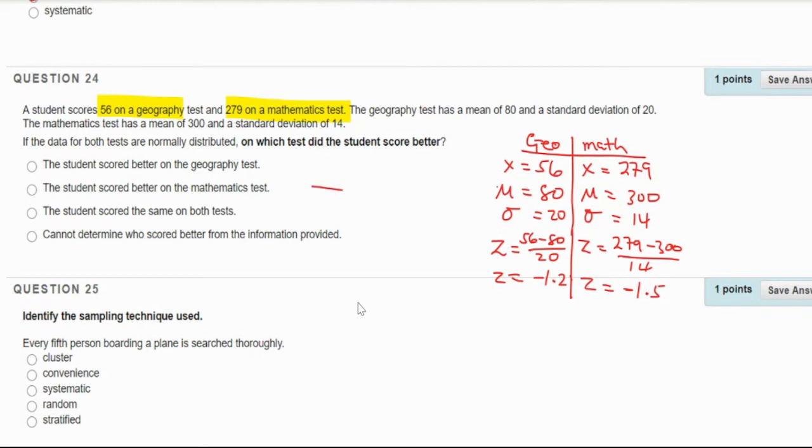Negative 1.5. So draw a small number line. Suppose this is 0. Let me put a 0 down here. The 0 means the average in z-score. Now in geo, it's negative 1.2. So this is geo. And then math is negative 1.5. This is math. So it says which one is better, which one is closer to the average. Geography. So the student did better in geography. All right, so we will choose the first one.